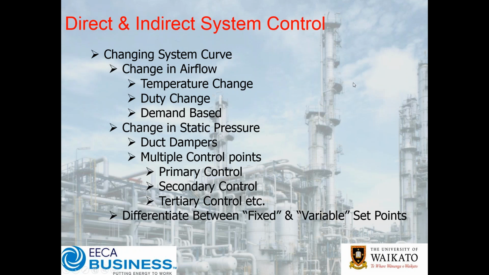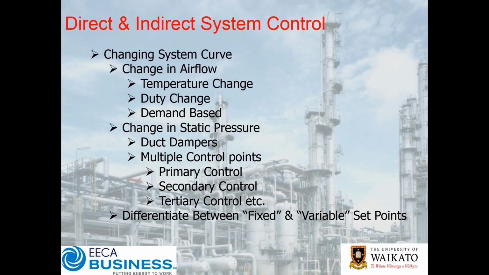Okay, so in direct and indirect system control, we can change our system curve, we can change our airflow, we could also change temperature, could be a duty change, will be demand based. Okay, we can change our static pressure, we can have multiple duct dampers around our various demand points, we can have multiple control points, primary, secondary, even tertiary control. But what you want to be very, very careful with in your system where you have multiple control points is you need to be very careful to differentiate between fixed and variable set points.